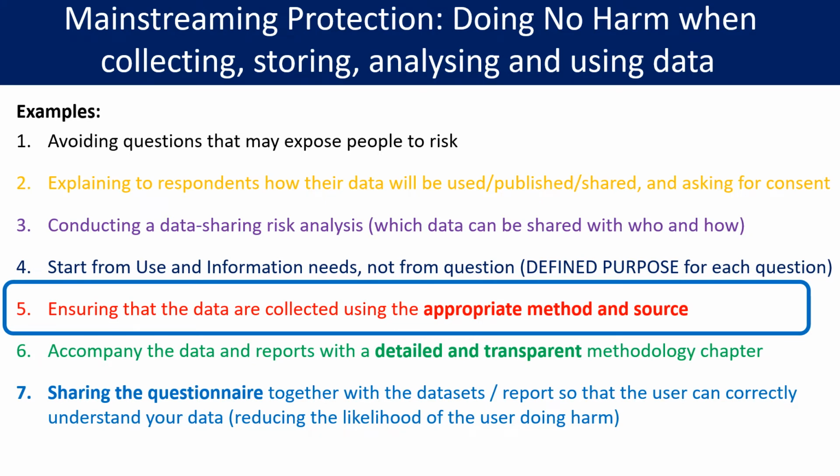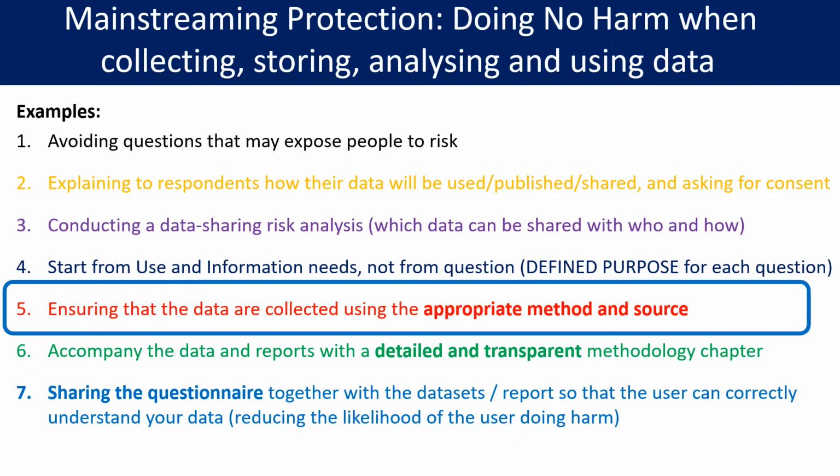Very well. So far, we have considered a few examples of how not to do harm in our IM work. We said that we should avoid questions that may expose people to risk. We should explain to respondents how their data will be used, published, or shared, and we need to ask for their consent. We should conduct a data sharing risk analysis to identify which data can be shared with whom and how, and that each question should have a defined purpose. And therefore, we start identifying planned use and information needs, and only after that we write the questions.